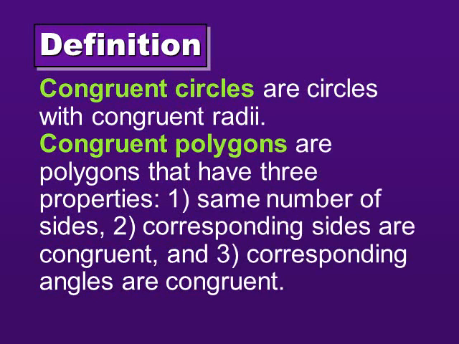Congruent polygons are a little more complicated because they have three properties: the same number of sides, and then those corresponding sides are congruent and the corresponding angles are congruent. We're going to concentrate mostly on triangles today, but we're going to talk a little bit about quadrilaterals. No matter how many sides a polygon has, these three properties have to apply.